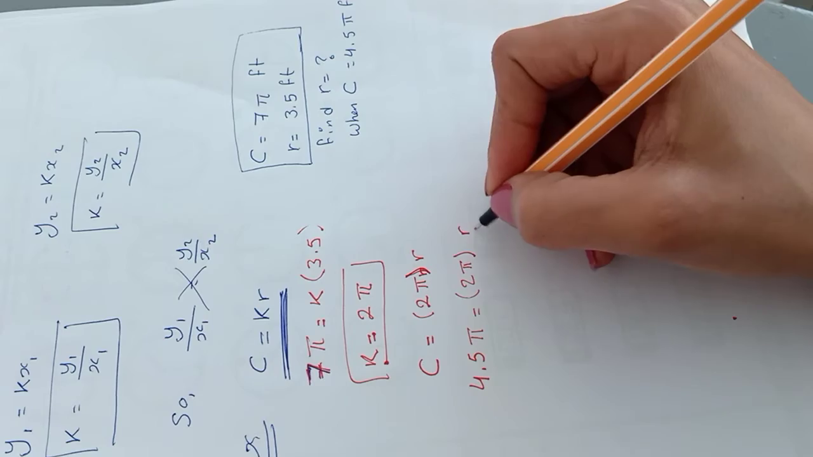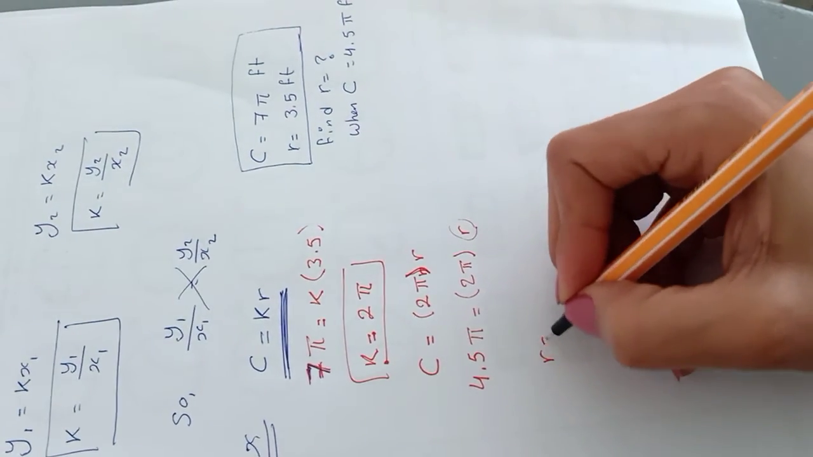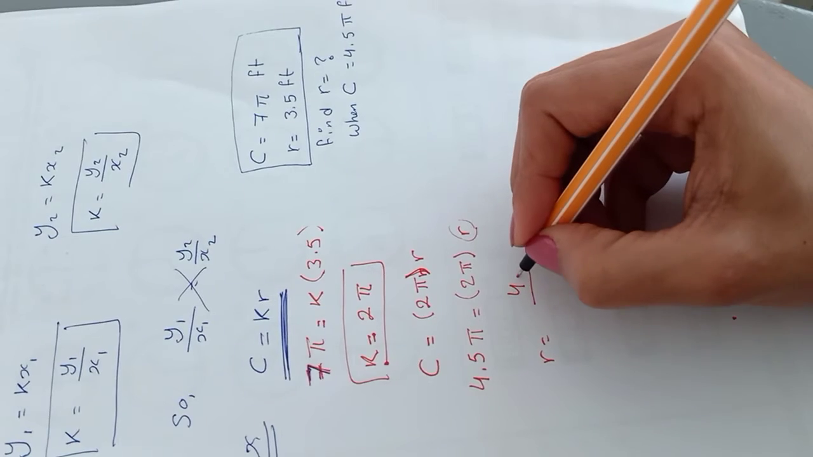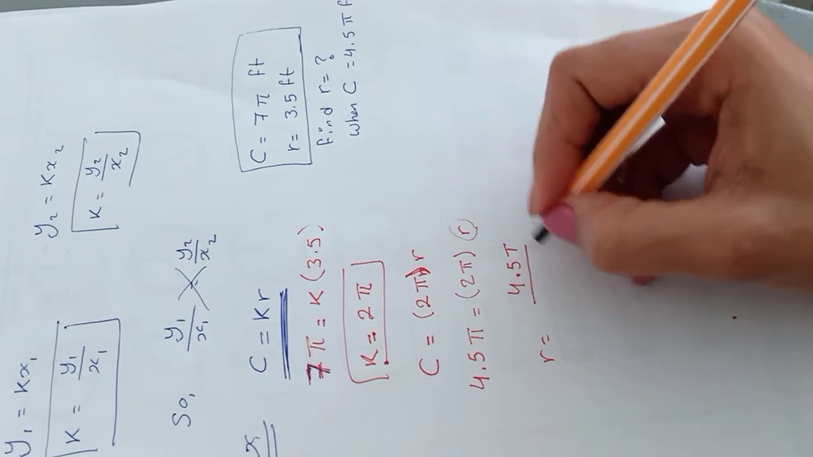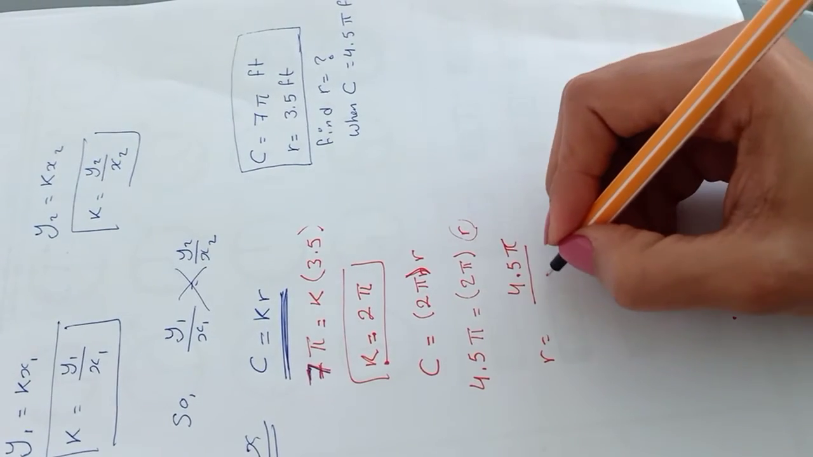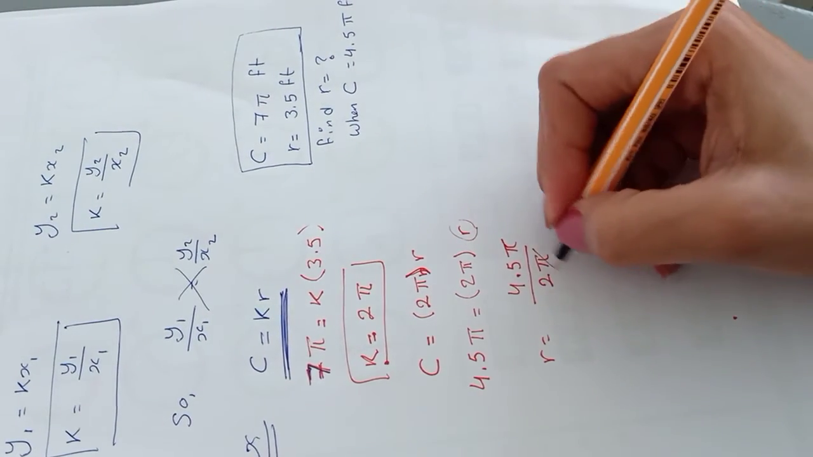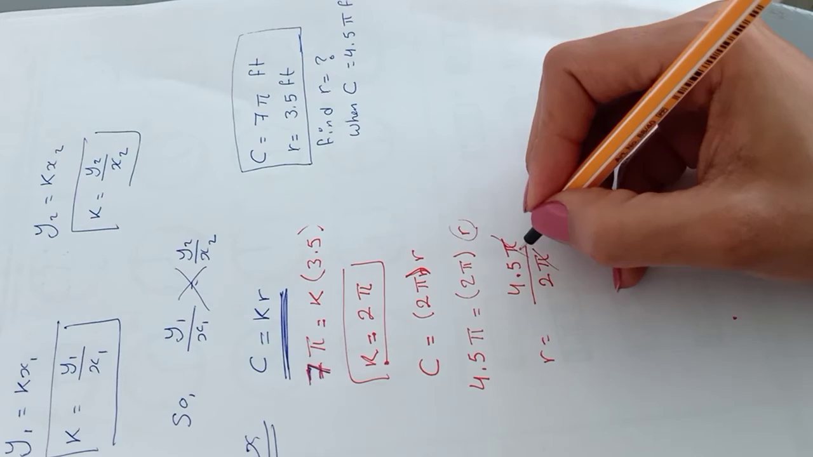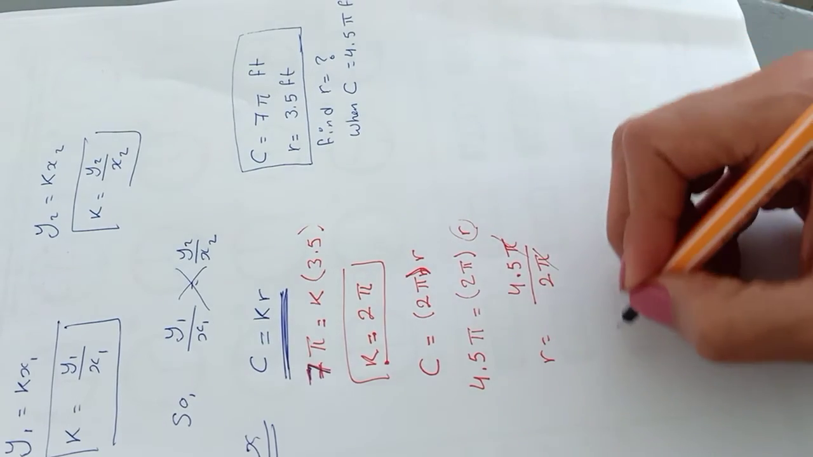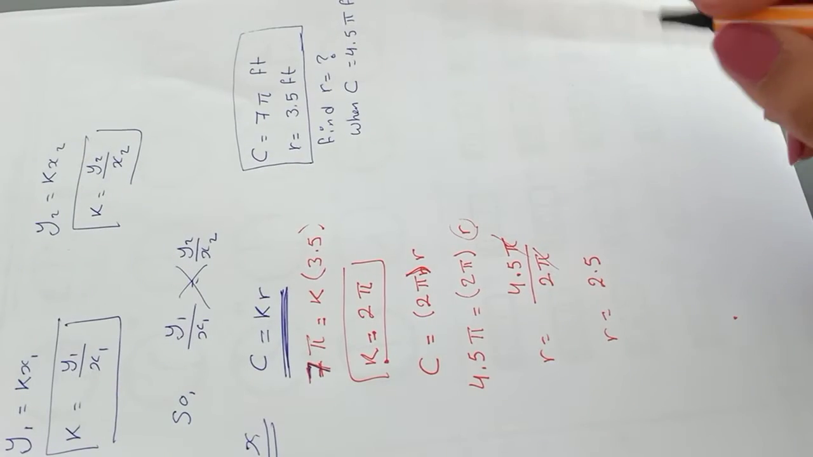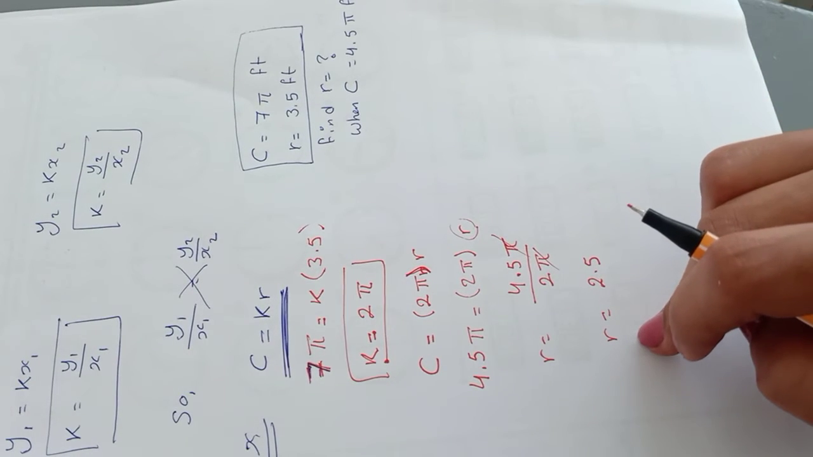Now I want to find the value of R, so R equals 4.5 pi over 2 pi. Okay, cancel pi with pi. 4.5 divided by 2, so R equals 2.5. Okay, this is a way to find the direct variation by using substitution.